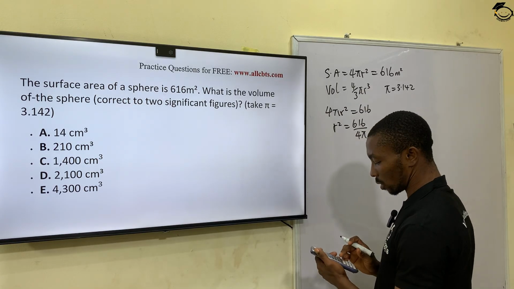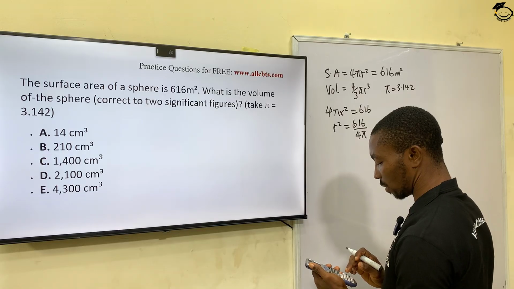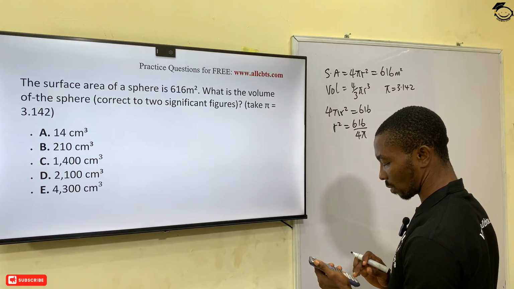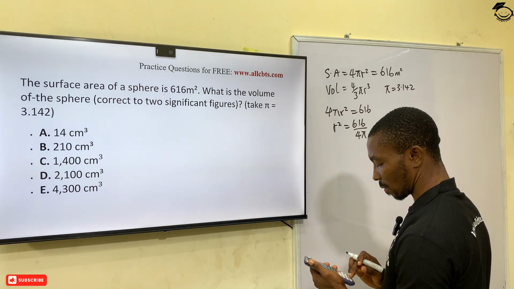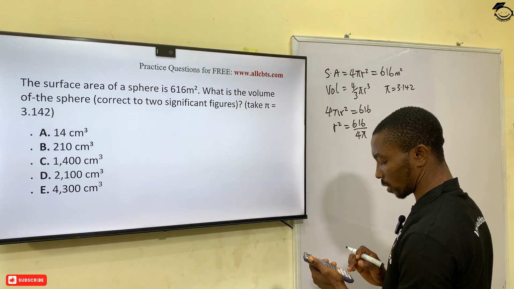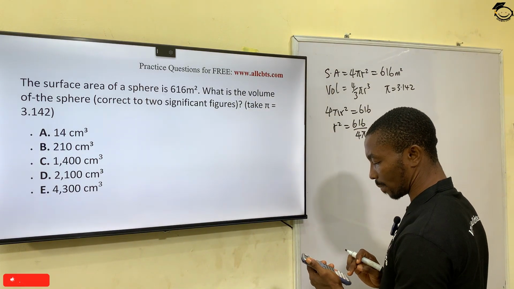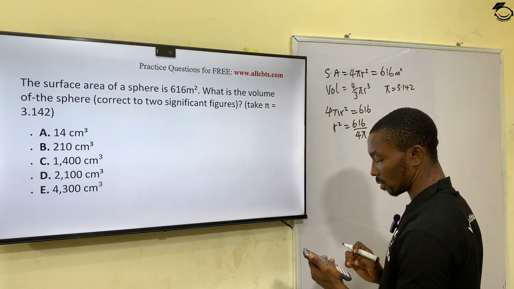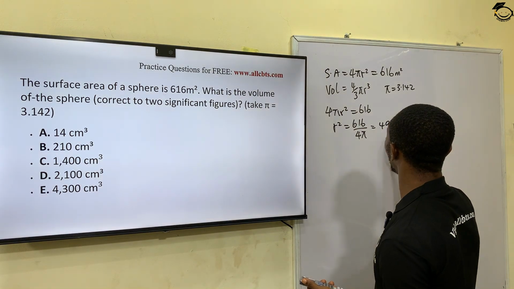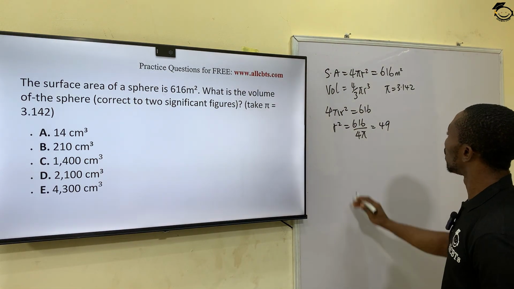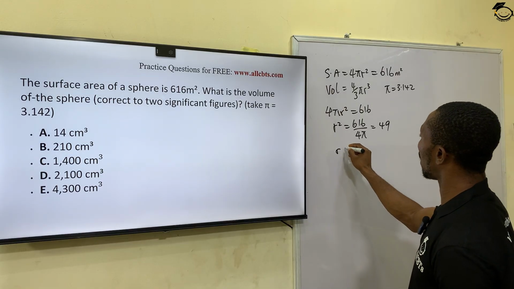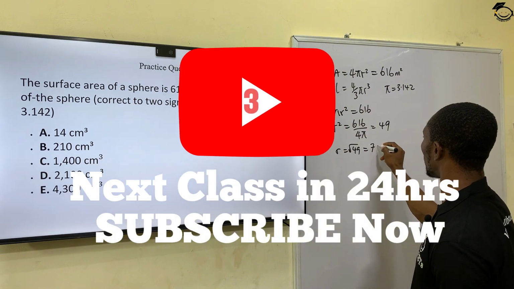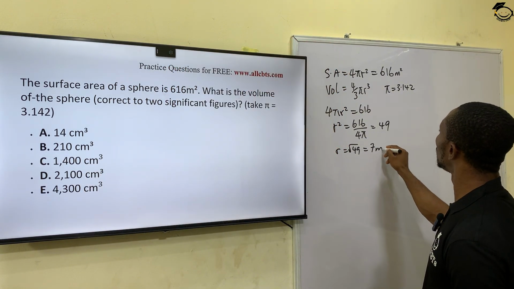All right, so this would be 616 divided by 4. Okay, 616 times 7 divided by 88, we have this as 49. Okay, so dividing this, we have it as 49. So our r will be square root of 49, which gives us 7. So our r is 7 meters.